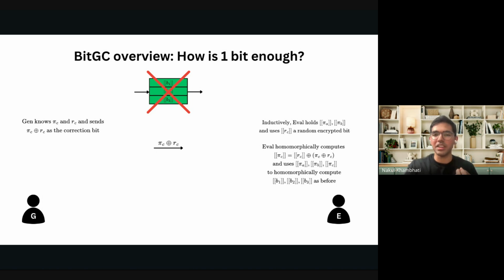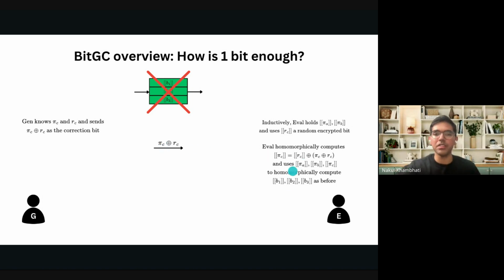We had this other random bit RC. We have an encrypted version of RC that the evaluator holds. The gobbler knows pi C, and the gobbler also knows RC. He has that initial PRG seed in the clear, so he knows all the randomness that the evaluator has encrypted forms of. He can just send over this correction bit, pi C XOR RC, over to the evaluator.